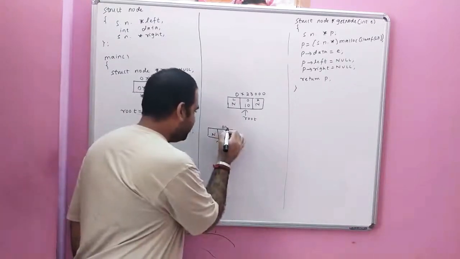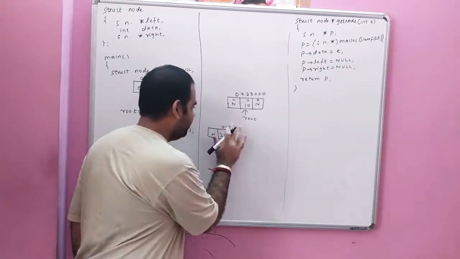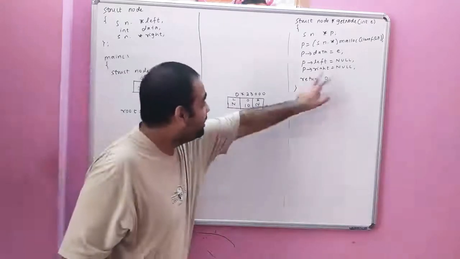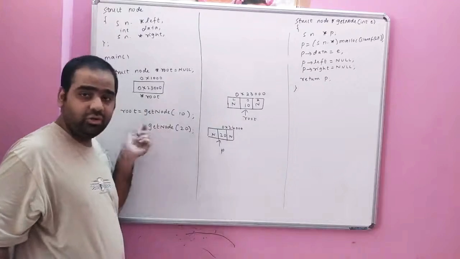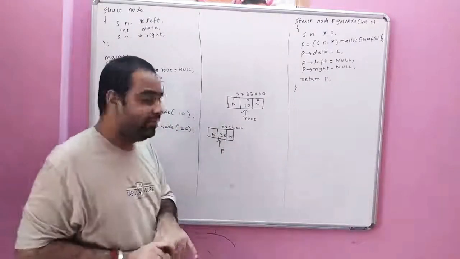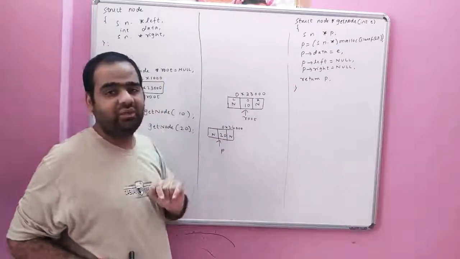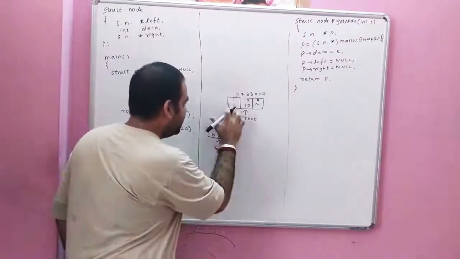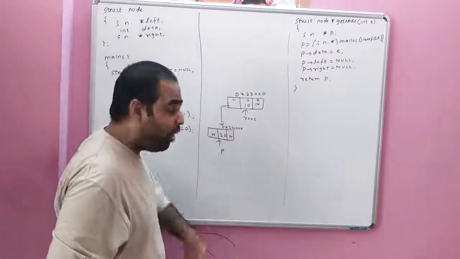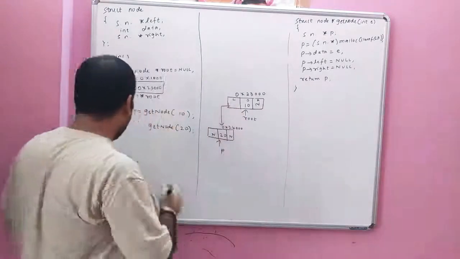Let the address of this be say 24,000. Return p. That means it returns 24,000. It has to be stored somewhere. Now this 20 I want it to be as what? Left child of 10. That means here this left pointer should be pointing over here. What left pointer? Root's left pointer.